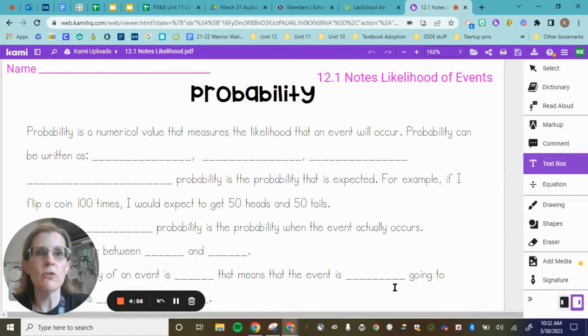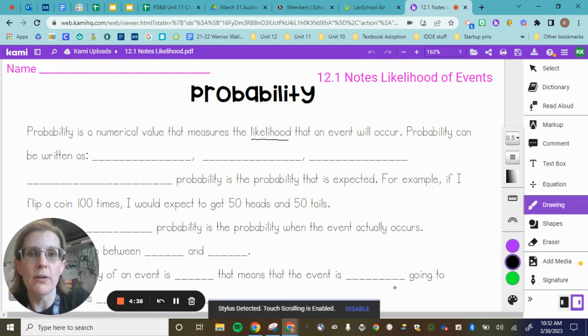Today for Unit 12, Lesson 1, we are talking about probability. Today we're talking about the likelihood of something happening. So likelihood is like, is it likely to happen? What's the chance of this thing happening? Basic probability is a numerical value that measures the likelihood that an event will occur.